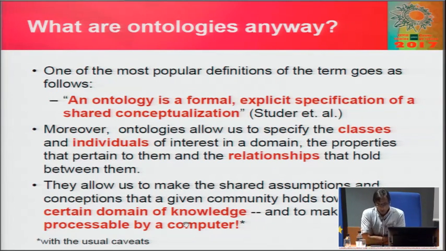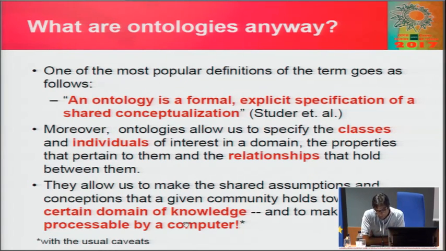So one of the most popular definitions of the term, the one that's probably most cited, was given by Studer et al. in 1998, and it's a fairly simple definition. It doesn't really assume any specific technical or implementation details. It just says that an ontology is a formal, explicit specification of a shared conceptualization. So let's try and break that down.